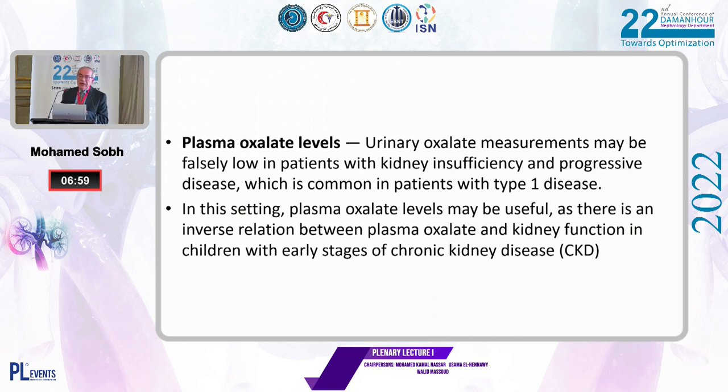Now we come to the plasma when there is a decreased GFR. Urine oxalate measurements may be falsely low in patients with kidney insufficiency. Urinary oxalate will be low when there is decreased GFR, but plasma oxalate starts to go up. In this setting, plasma oxalate may be useful as there is an inverse relationship between plasma oxalate and kidney function.